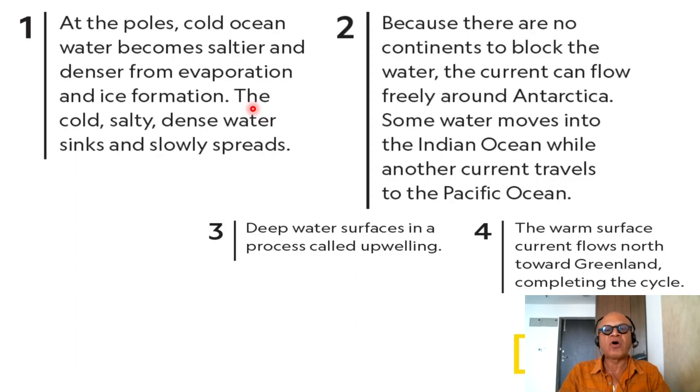We will see that just like wind-driven circulation has certain constraints from Coriolis and from the fact that the ocean has boundaries and you have to conserve mass and vorticity. Remember absolute vorticity and potential vorticity that we talked about. Similar constraints apply when dense waters try to spread into the ocean as well. And secondly, because there are no continents to block the water, the current can flow freely around Antarctica, as we mentioned several times. Some water moves into the Indian Ocean while another current travels into the Pacific Ocean.